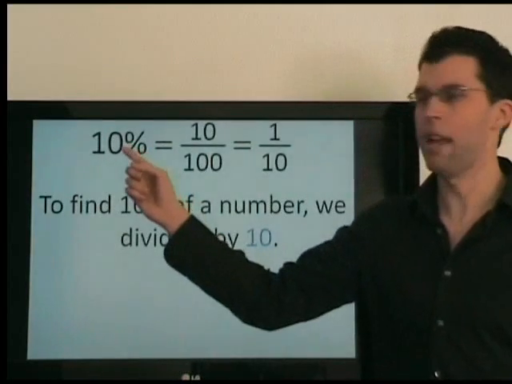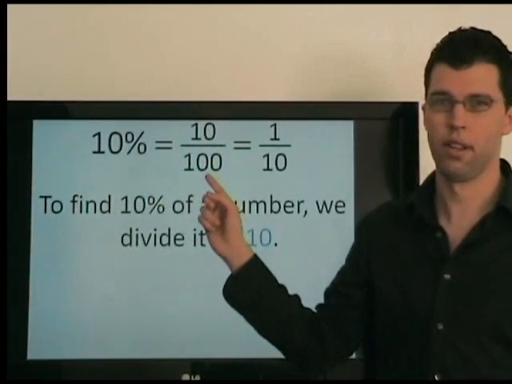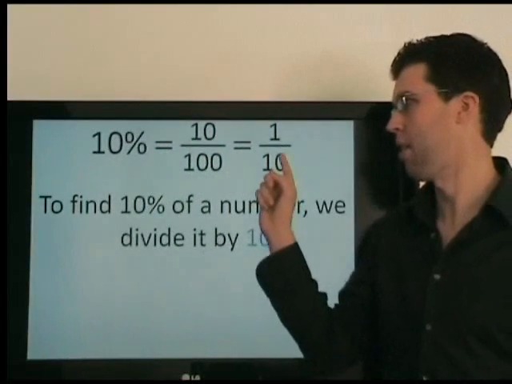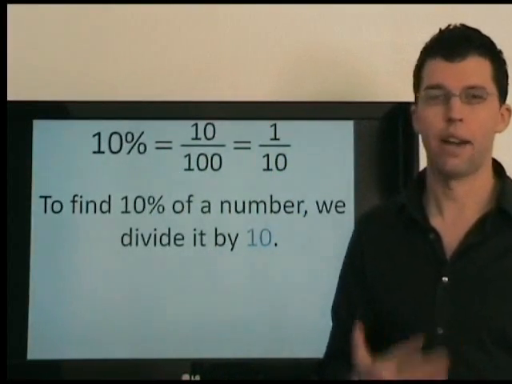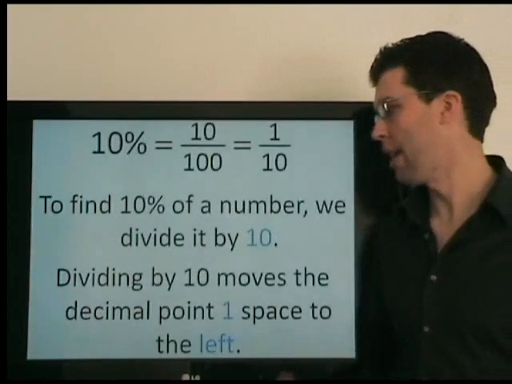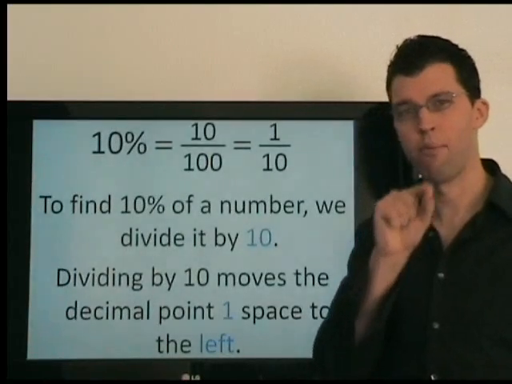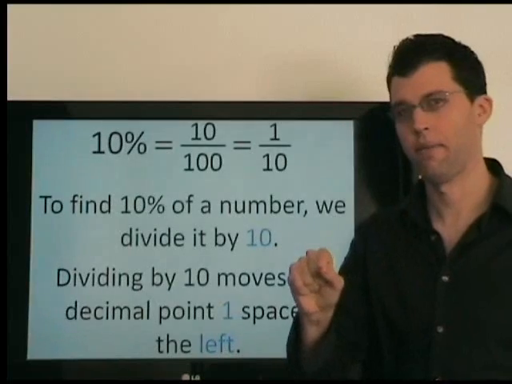Okay. 10% means 10 per 100. That's the same as 1/10. So what we're really doing is just dividing by 10. How do we divide by 10? Well, it's very easy. We take the decimal point and move it one space to the left.